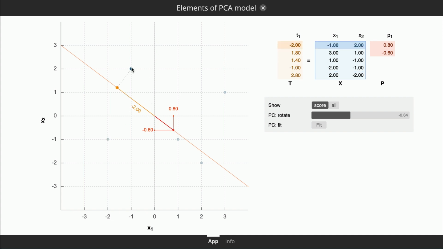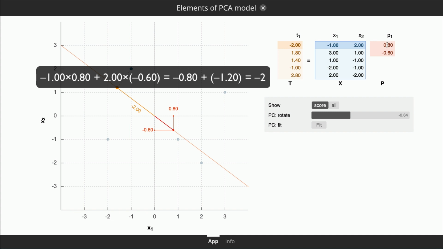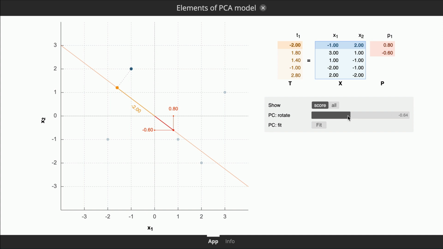Likewise, for this point, the original coordinates are -1 and 2. Again, for the projection, we take this coordinate and multiply it by the corresponding coordinate of the loading vector. So it gives you -0.8. Then you take this, multiply it by this, it is -1.2. -0.8 plus -1.2 gives you -2, and that's exactly the score. So this is how we find scores. And you can change the orientation and see how the score changes as well. So that's the overall idea.